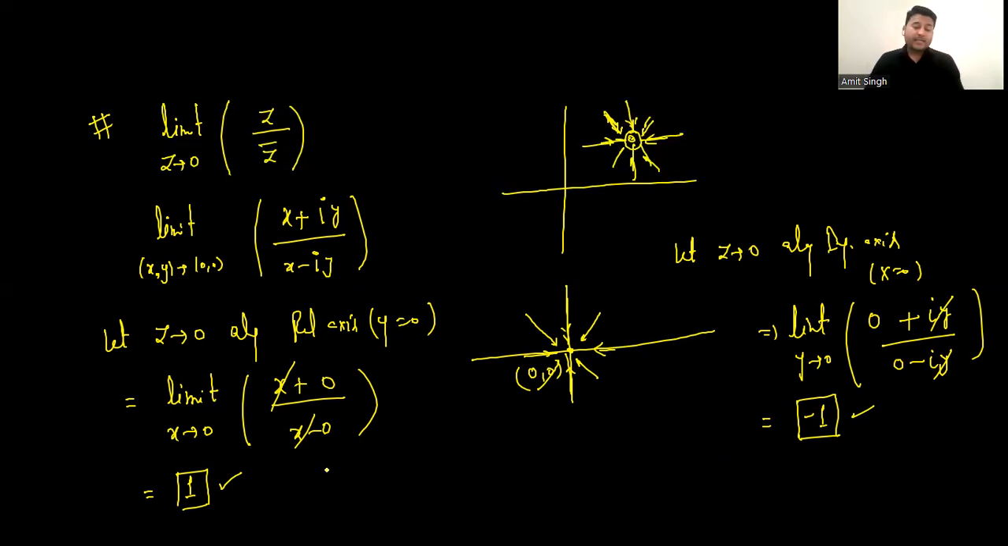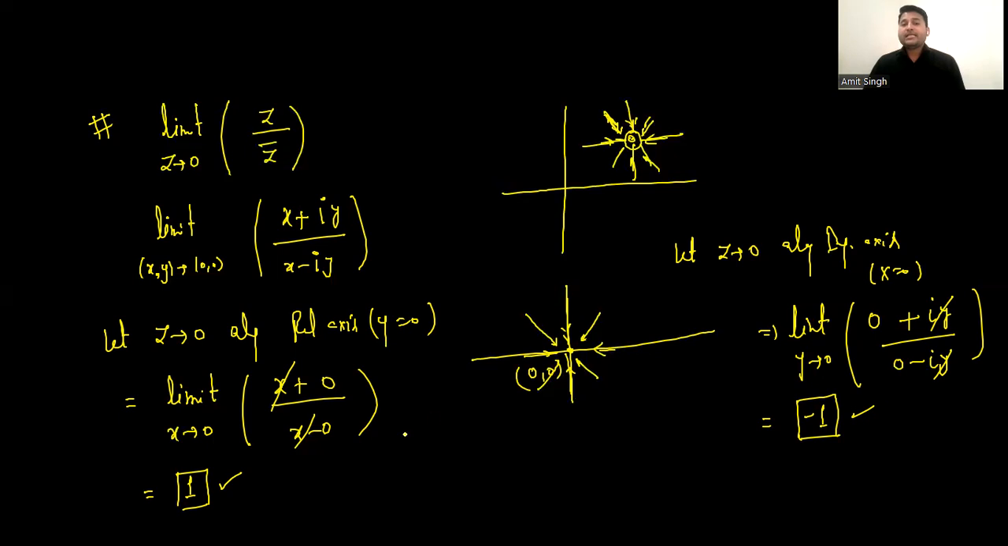Once again repeating. Now, in place of calculating all the paths for the limit, if I simply find two or more paths which give different limiting values, in that case we will say the limit does not exist. So what should I say?